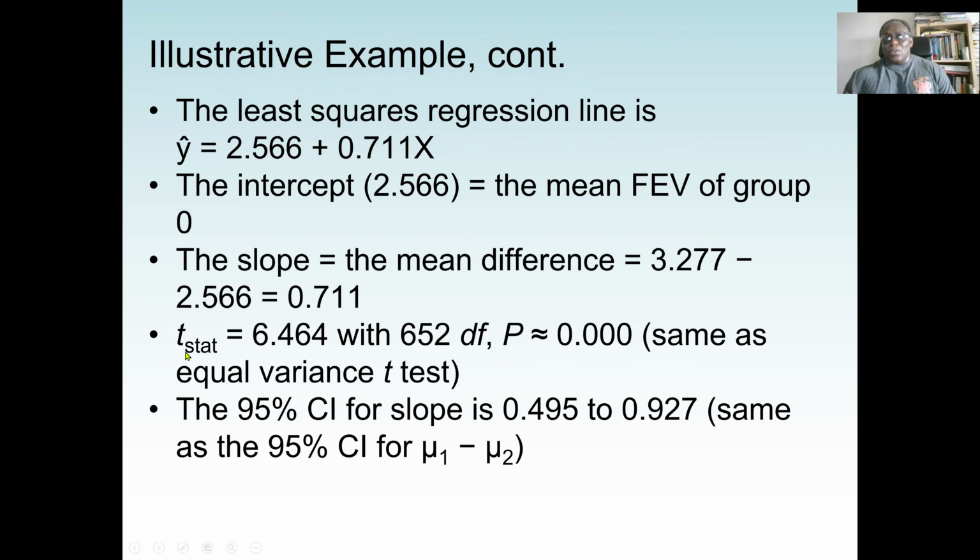Now we can get our t-stat if we are doing a hypothesis test. So we find the t-stat to be 6.464, with the degrees of freedom here being 652, because the sample size is 653 minus 1. So we can find a 95% confidence interval for the slope, which will be 0.495 to 0.927.